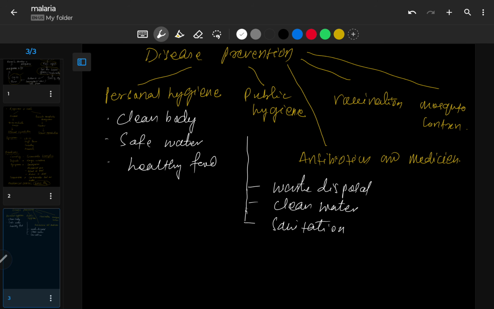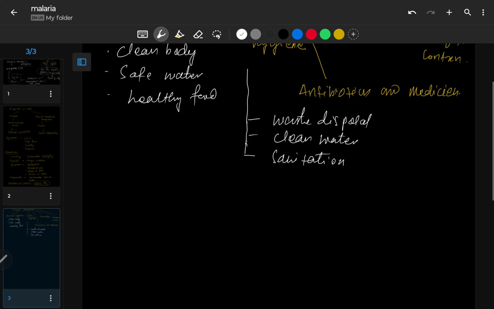I have also discussed how to control the mosquito. Mosquito control includes using a mosquito net, preventing water logging or stagnant water, and Gambusia fish also eat the larvae of the mosquito. So in this way we can control the mosquito. That I have already given in the previous video. So now I will discuss only vaccination and immunization.